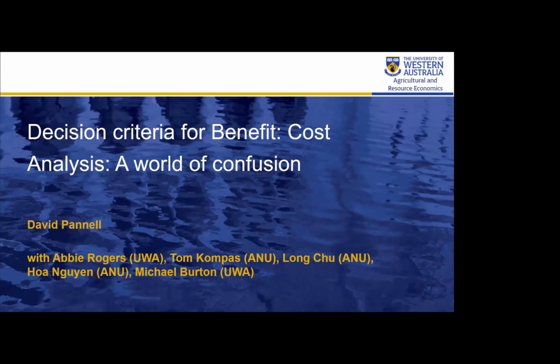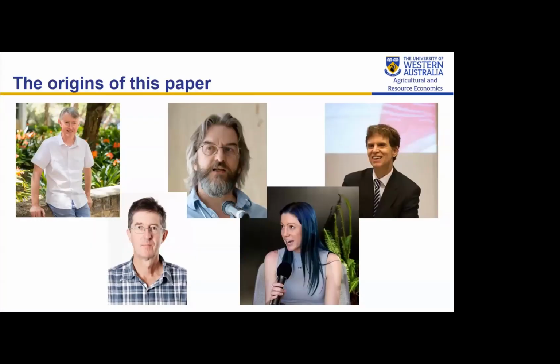I'm talking about something that probably isn't seen as being controversial, but is the subject of a lot of confusion. And it's about the decision criteria that we use in benefit cost analysis. This paper has a long genesis period. It started about 12 years ago.